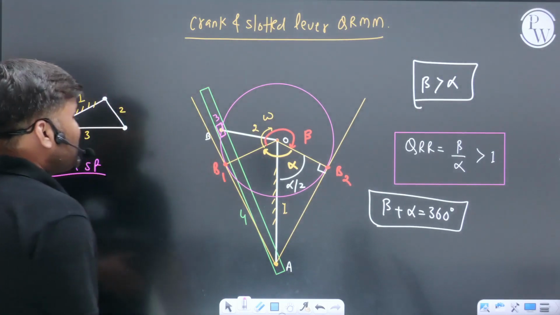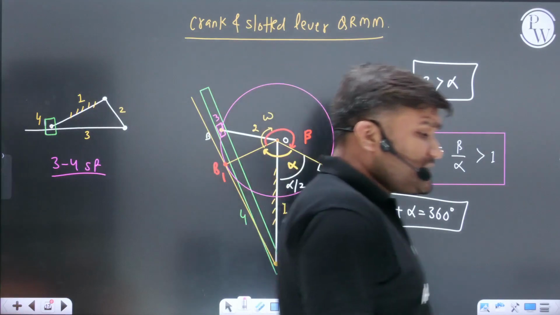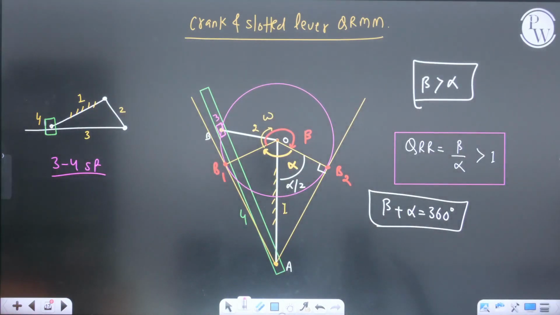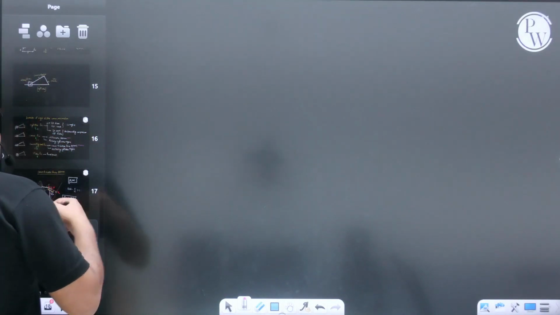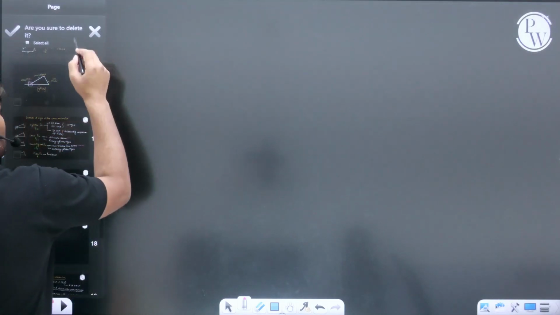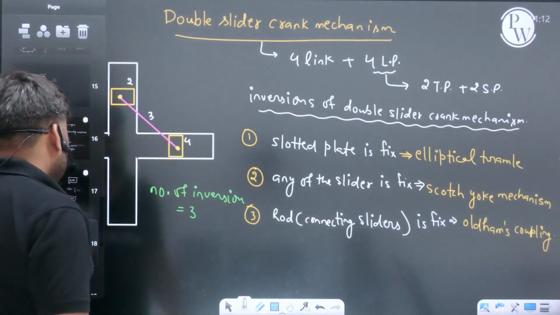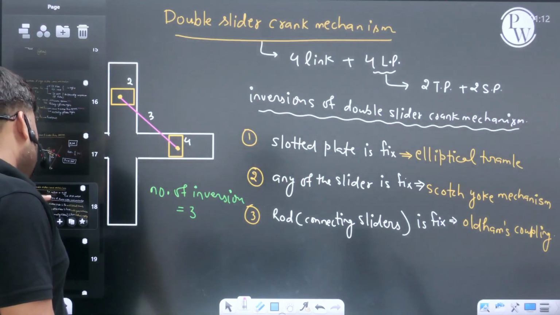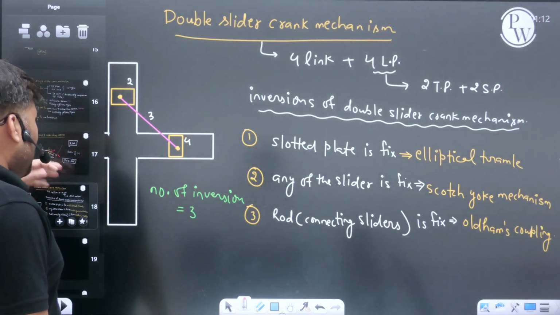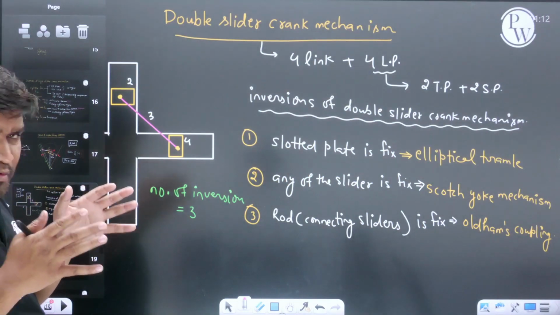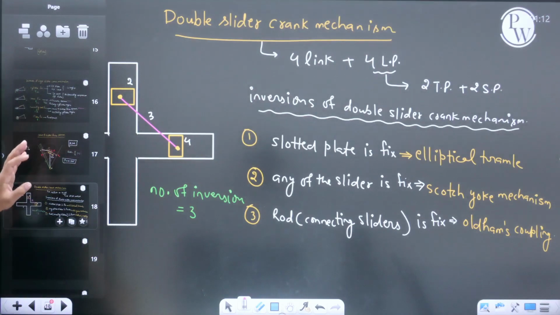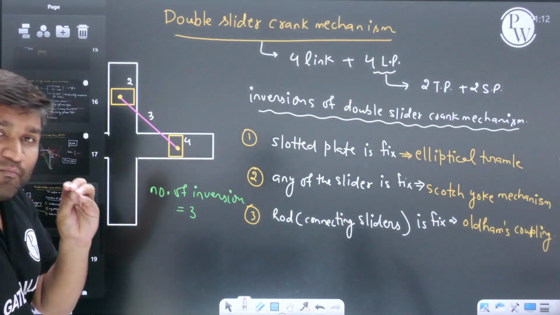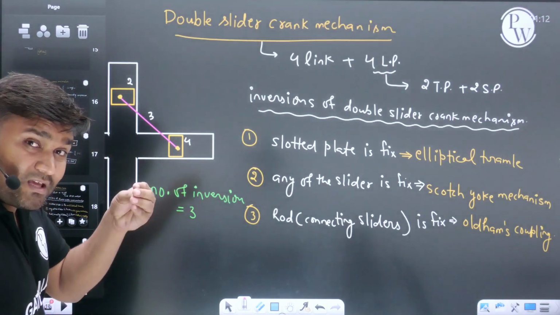Okay? Most of the time, whatever questions they have asked are about the crank and slotted lever quick return motion mechanism only. Clear? And that's why I have discussed this. Otherwise there are a few more types of quick return motion mechanism, but again questions are not asked, so to make this video very short and crisp, I'll be limited to only those parts from where the chances of getting questions are very high.